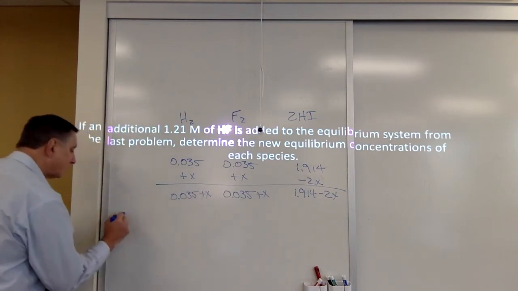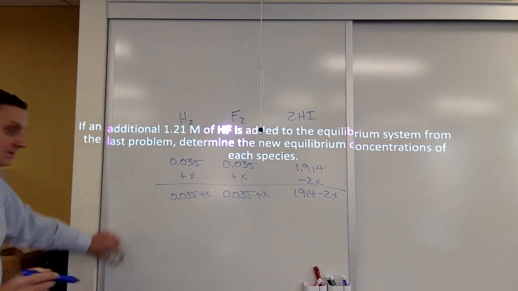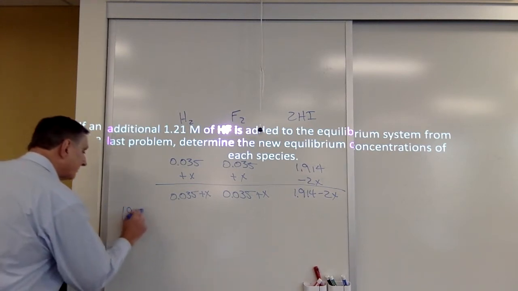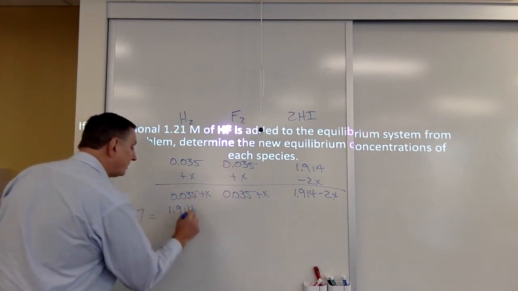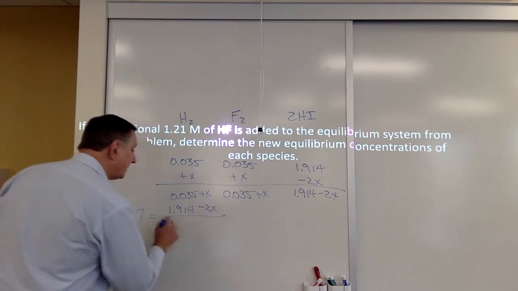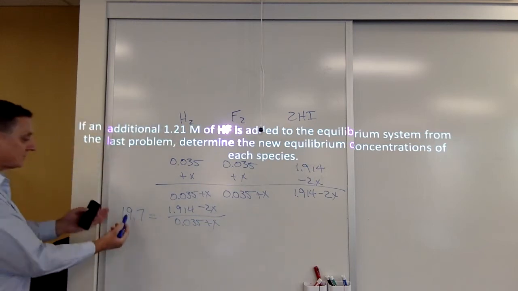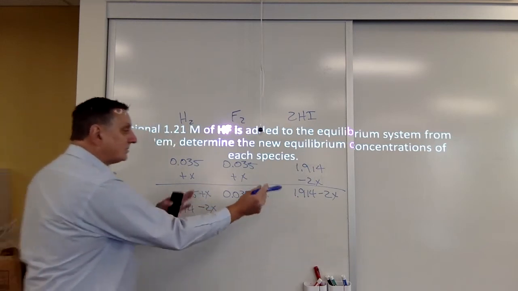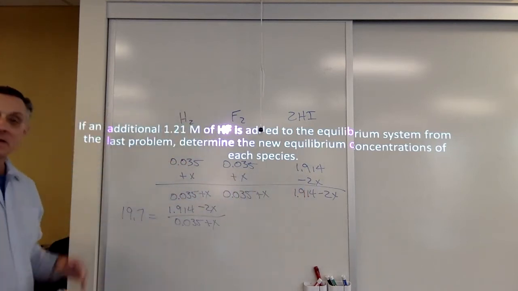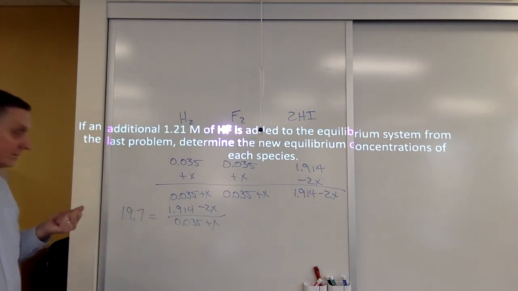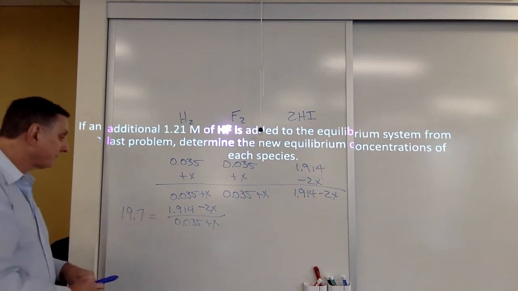And we plug it in. So the square root of, I'm going to take a shortcut here, the square root of 389, which is 19.7, is equal to 1.914 minus 2x all over 0.035 plus x. This whole thing is squared. So in the equilibrium constant expression, this was squared over this times this, which is squared. I just bypassed that step because we've seen it 3 times now. Take the square root, I end up with this equal to the square root of 389.